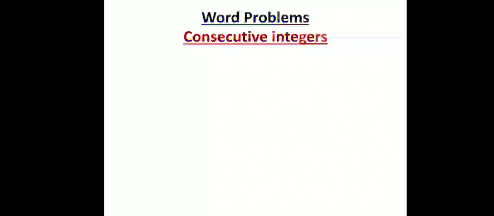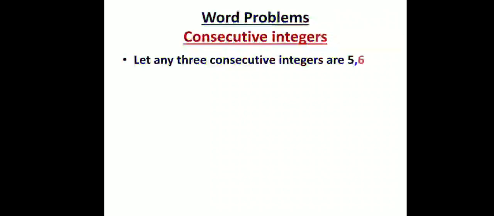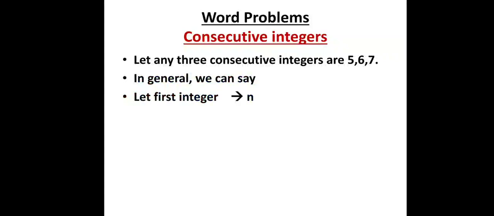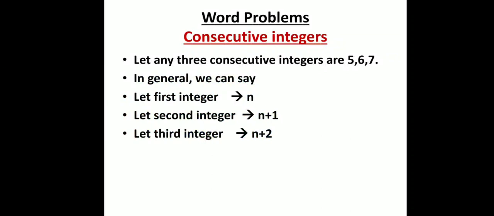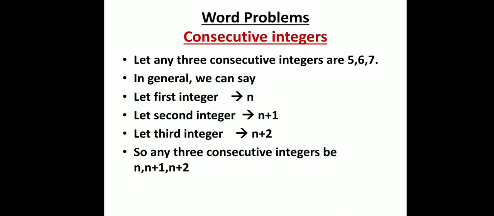Let the three consecutive integers be 5, 6, 7. So in general, we can say that the second consecutive integer is more than the first one by 1 and the third consecutive integer is more than the first one by 2. So let the first integer be n. Let the second integer be n plus 1. Let the third integer be n plus 2. So three consecutive integers can be n, n plus 1, n plus 2.